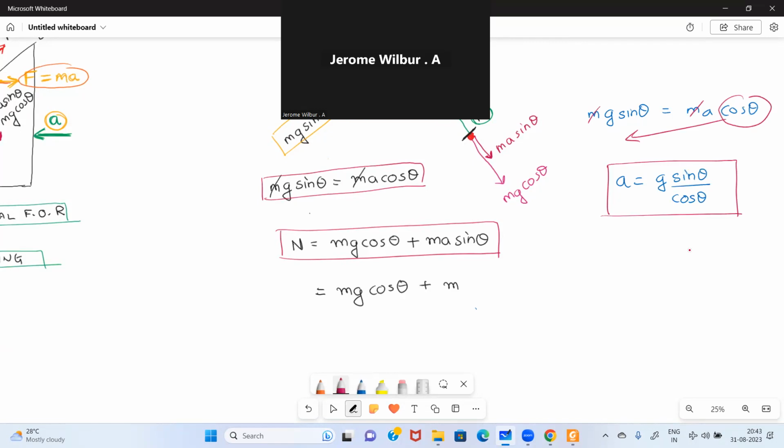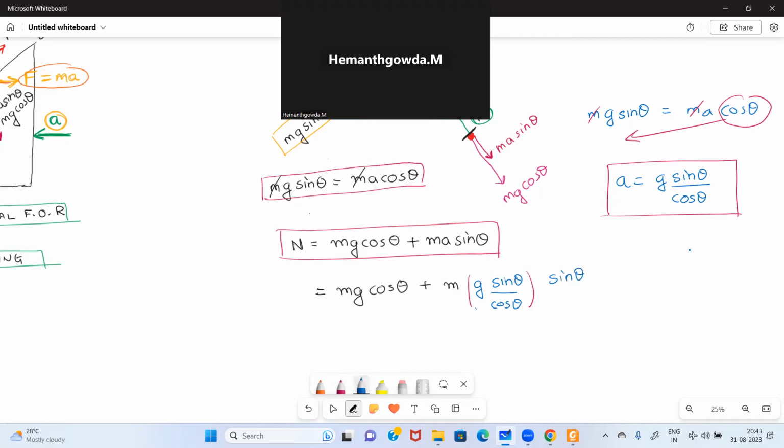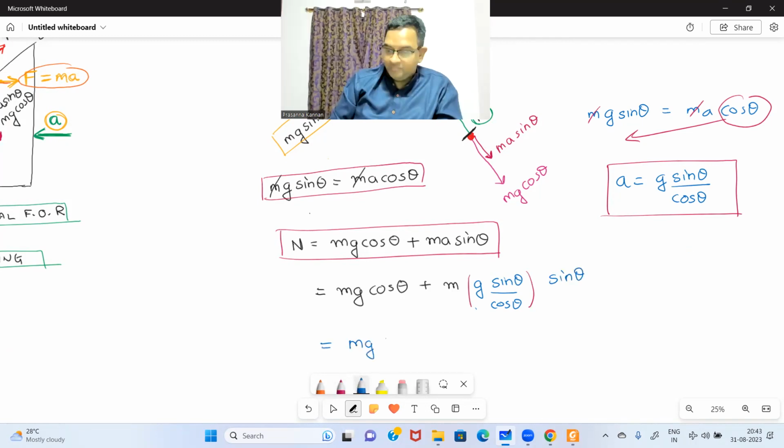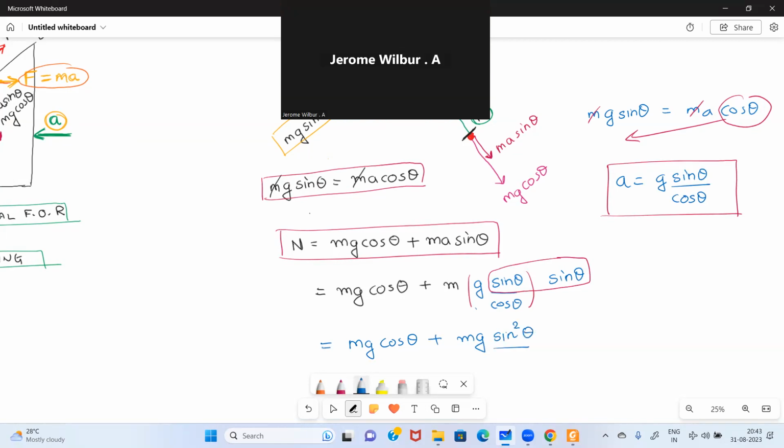So wherever A is there, I'm going to substitute what? G sin theta by cos theta, into sin theta. Very good. So I have mg cos theta plus mg into, what is this? Come on, sin theta into sin theta. Sin square theta. Yes.